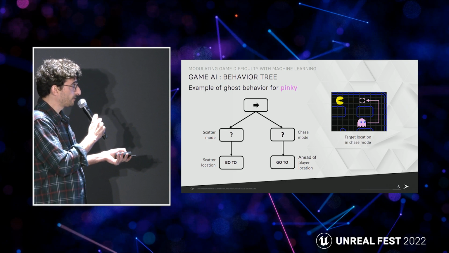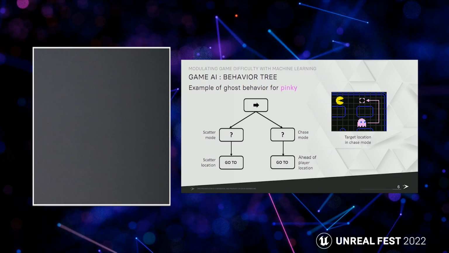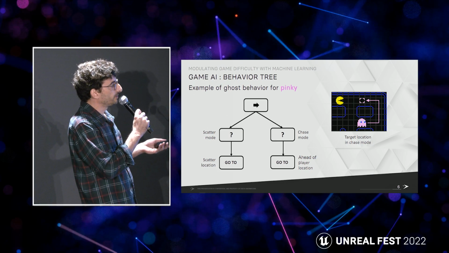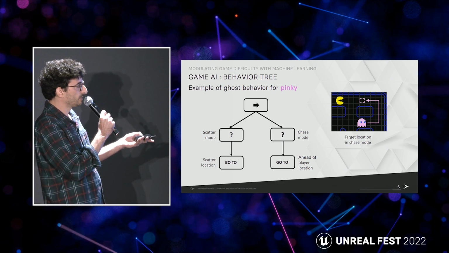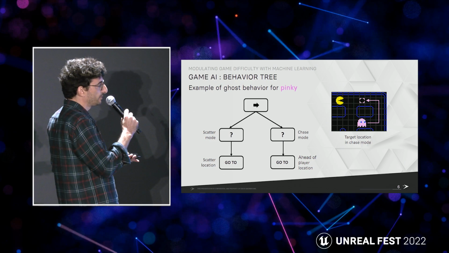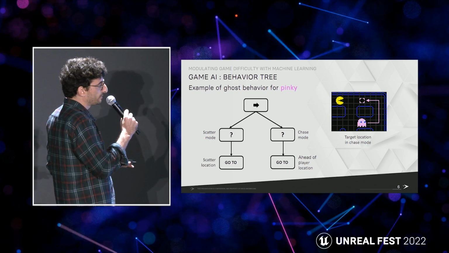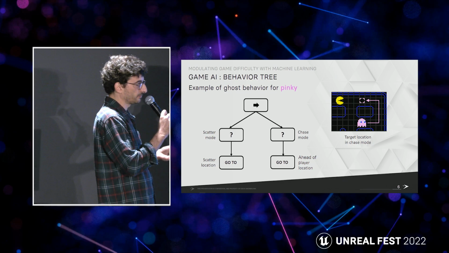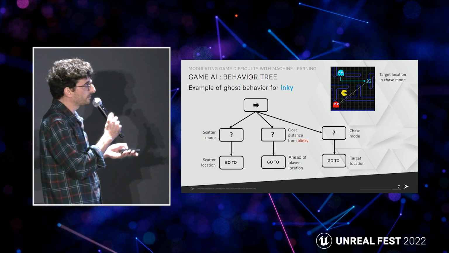We have another ghost, Pinky. Pinky is going to be always chasing past Pac-Man, one tile ahead, when he's in chase mode. So we don't change much the behavior tree with respect to the previous ghost. It's just that instead of chasing Pac-Man straight ahead, it's going to go one tile, two tiles ahead of Pac-Man.